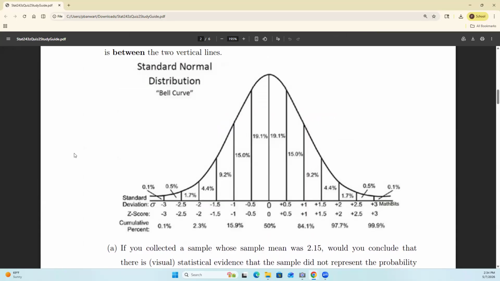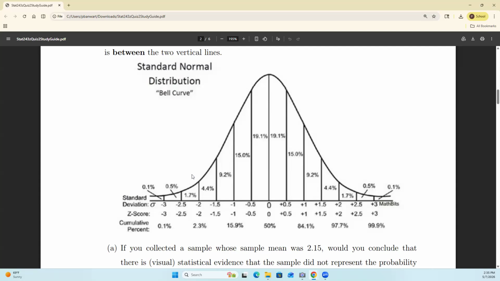Because probabilities are areas. And looking at a graph is a really nice way to find areas under the curve, especially when the picture helpfully gives you what percent of area is under each of these, right? So this 19.1% means that about 19% of the total area is between the 0 and the 0.5. If I want to find the percent of the area that's less than -2, I would do the 1.7 plus the 0.5 plus the 0.1, right? Where that 0.1 really covers everything less than 3 standard deviations.